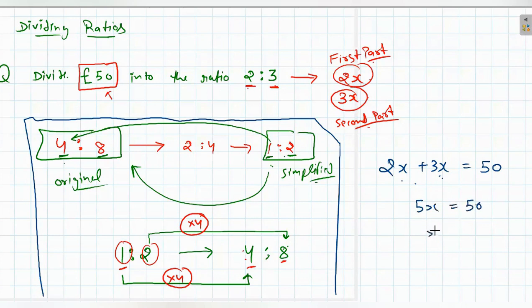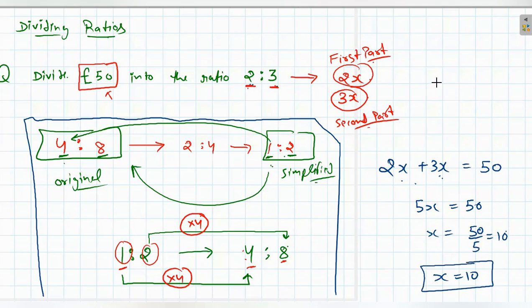Okay. So x will be how much? 50 divided by 5, that is 10. So that number 10 is the one with which I need to multiply this 2 and 3 so that they will become the original numbers. Got it? Got it. So what are the original numbers?